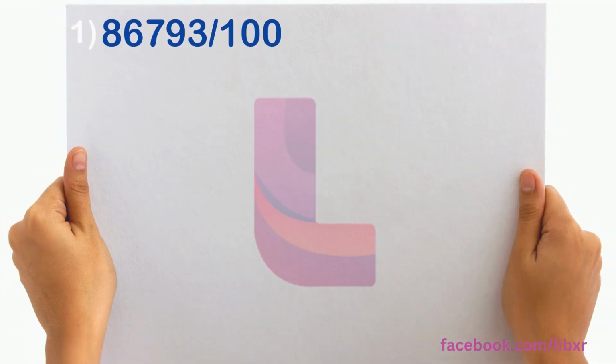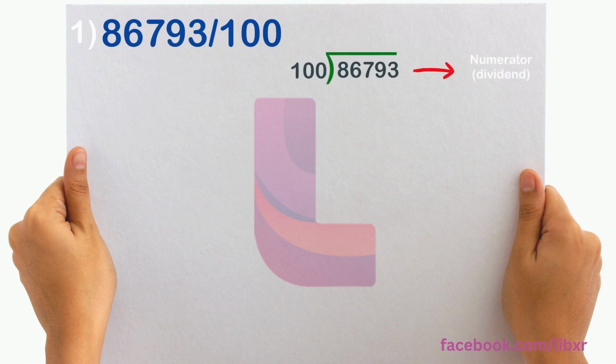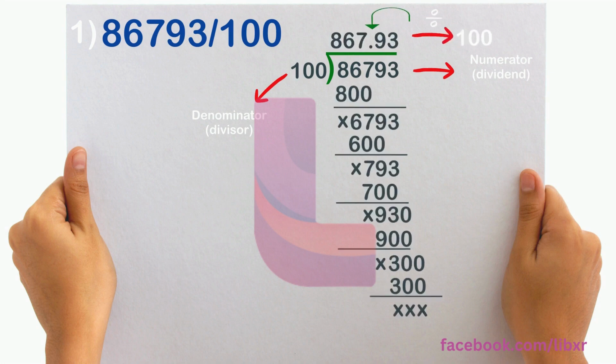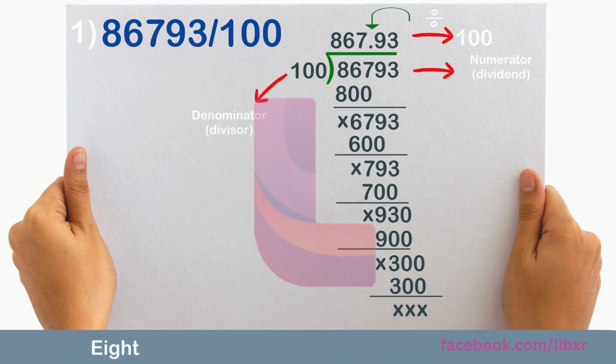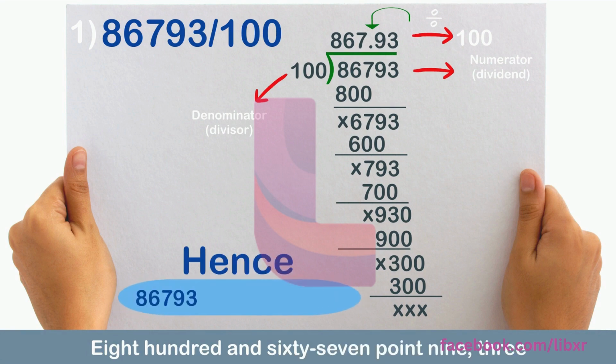86,793 by 100. 100 has 2 zeros, so we count 2 digits from the left and put the decimal point after it like this. So it becomes 867.93 and we read it as 867.93. Hence, 86,793 by 100 is equal to 867.93.